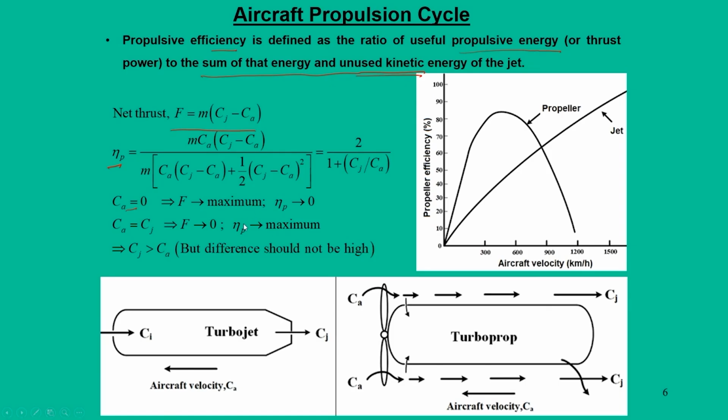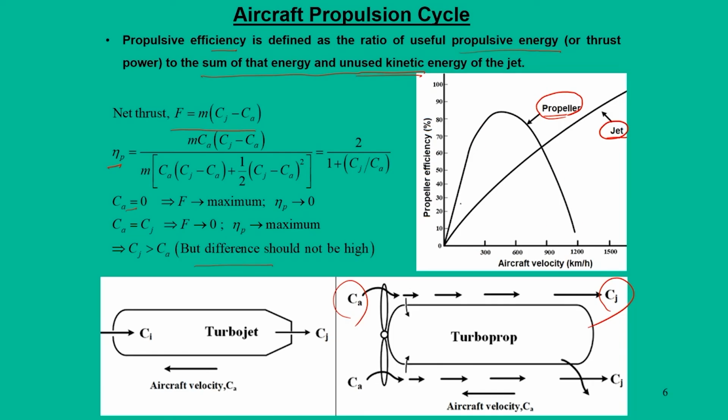So, this gives two concepts: the propeller and the jet engine. What happens is that we require a balancing approach between Ca and Cj such that at a given speed we get the best propulsive efficiency. Thereby we use the concept of propeller or jet engines.